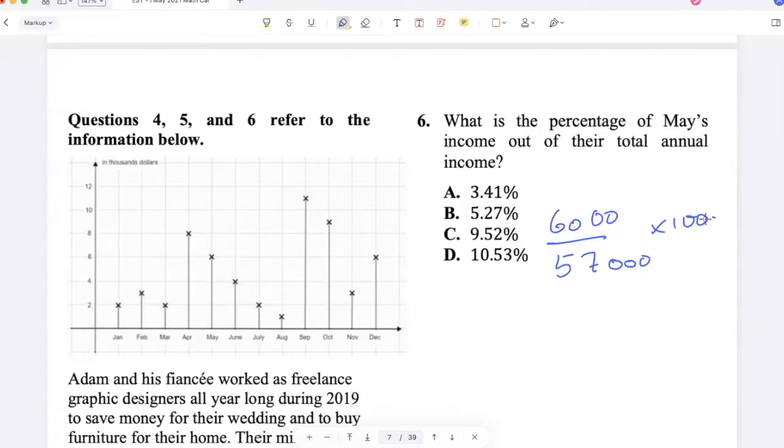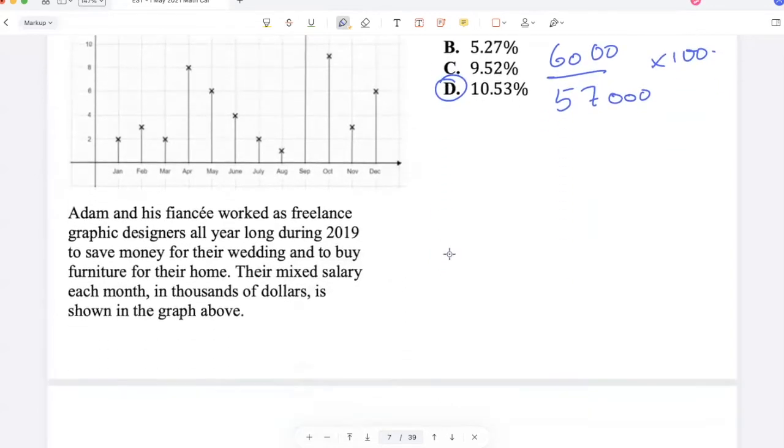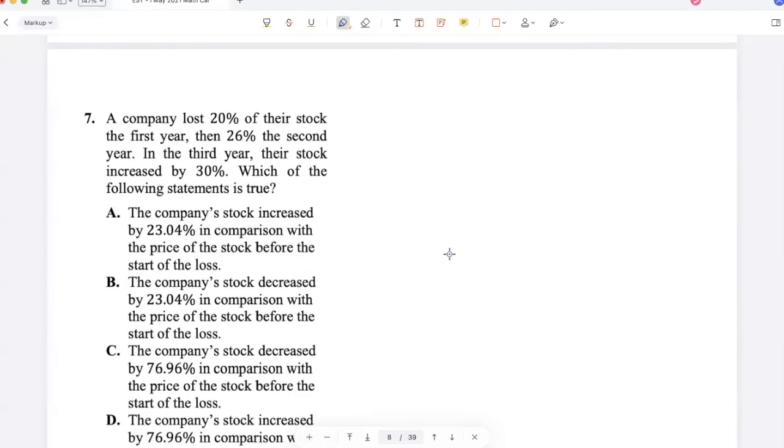So that's 10.5%. So option D. A company lost 20% of their stock the first year, then 26% the second year. In the third year, their stock increased by 30%. Which of the following statements is true? The company's stock increased by this in comparison with the price of the stock before the start of the loss.